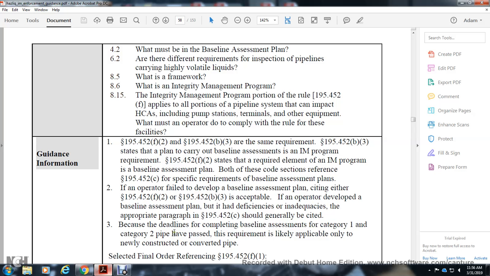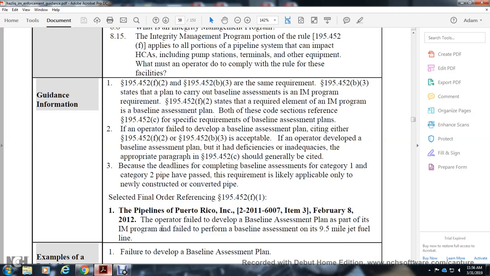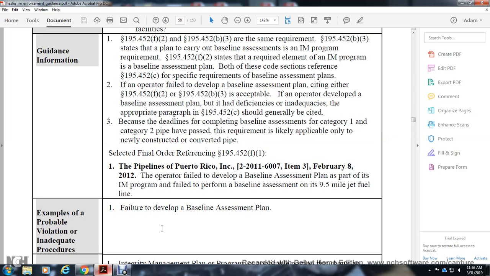The category 1, category 2 have the fast requirement, likely applicability. New construction, converted, selected final orders, reference 195.452 and 1. Not reading the final orders. Example of the probable violation: adequate, perceived that one, failure to develop the baseline assessment plan.